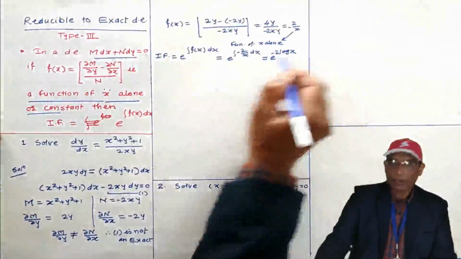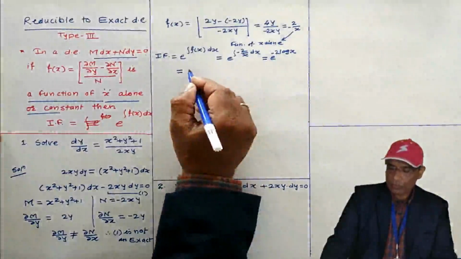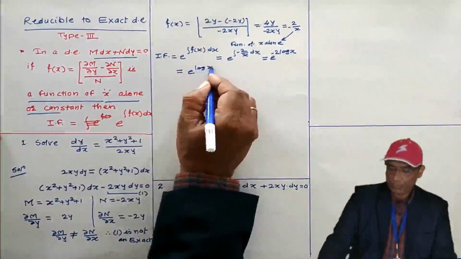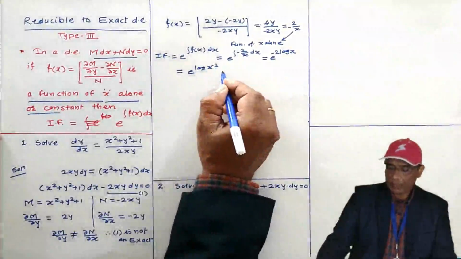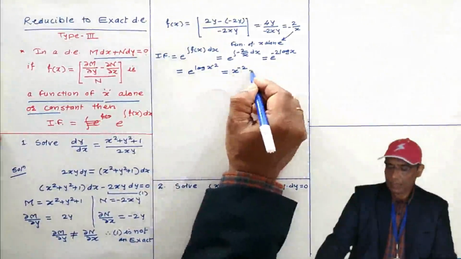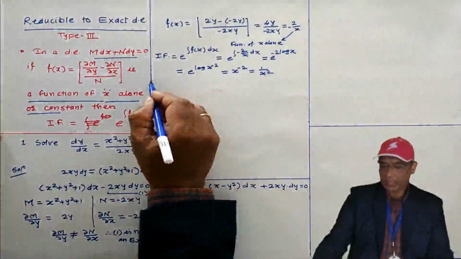Then by the law of logarithm, this minus 2 can be brought to the index place of the argument of log. Here I am writing log of x to the power minus 2, and log and e will disappear, leaving x power minus 2, and therefore this is 1 by x square. So 1 by x square is an integrating factor.